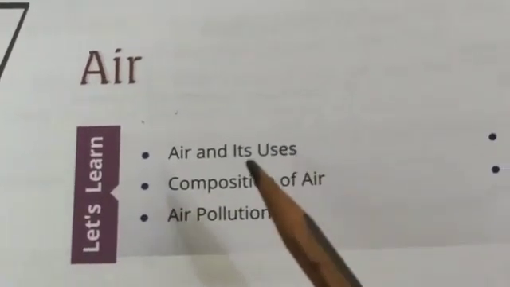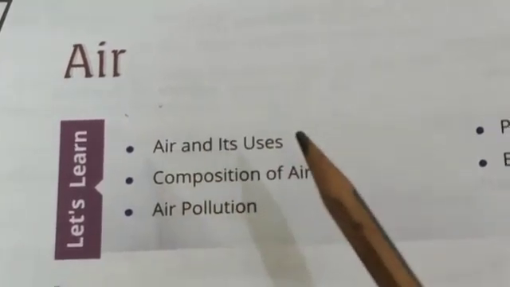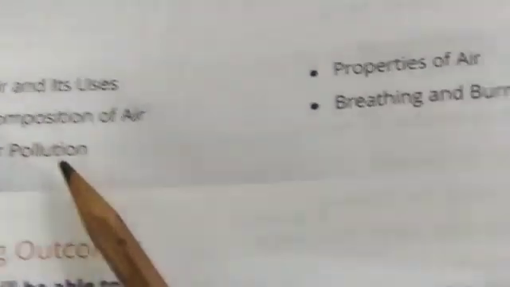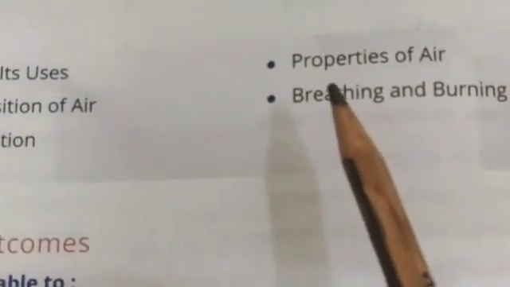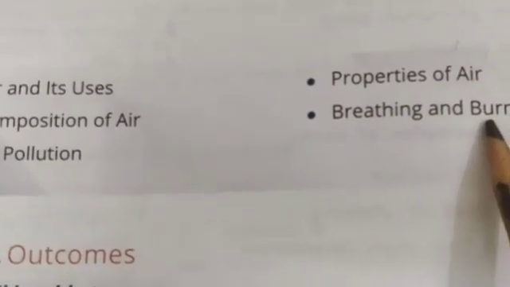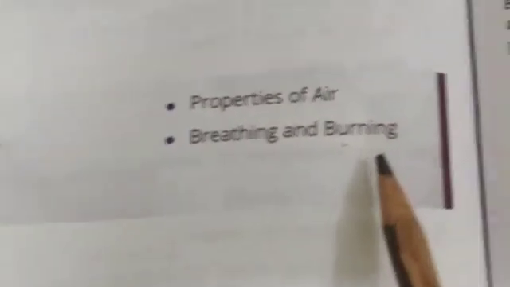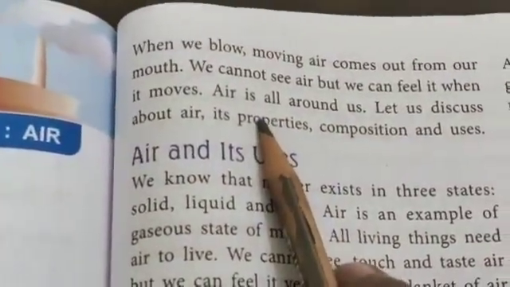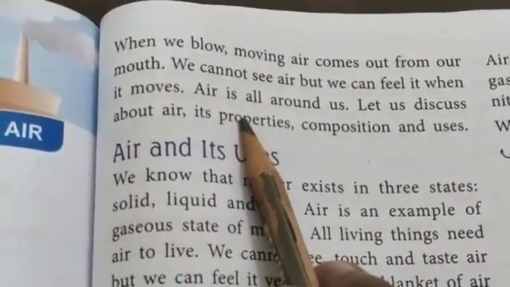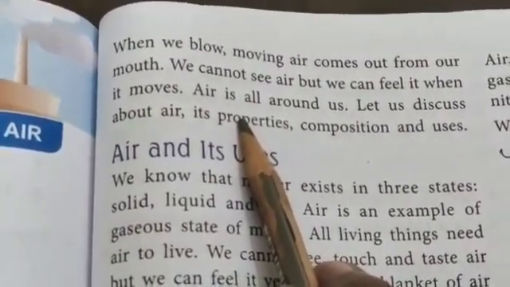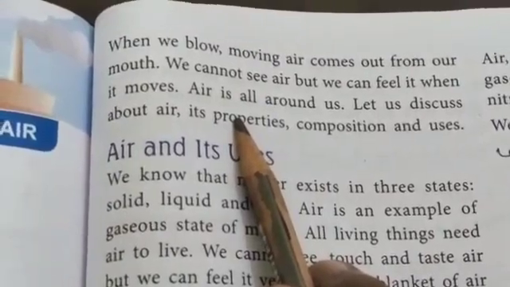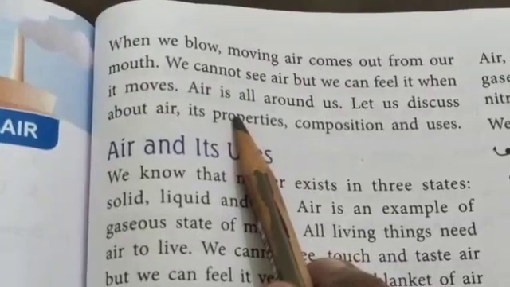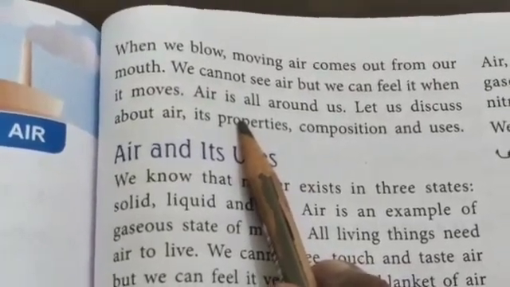In this lesson, we are going to learn about air and its uses, composition of air, air pollution, properties of air and process of breathing and burning. Now first of all, let's start with the air. Now children, tell me, can you see air? No, we cannot see air, but we can feel it. When we blow, moving air comes out from our mouth and we can feel the air.